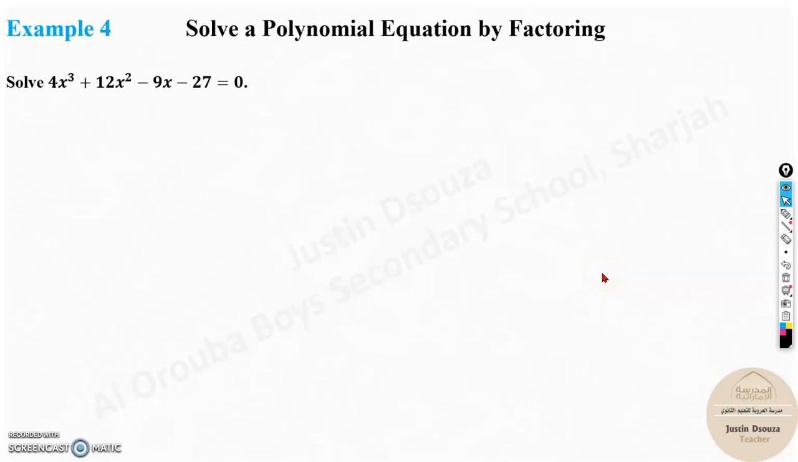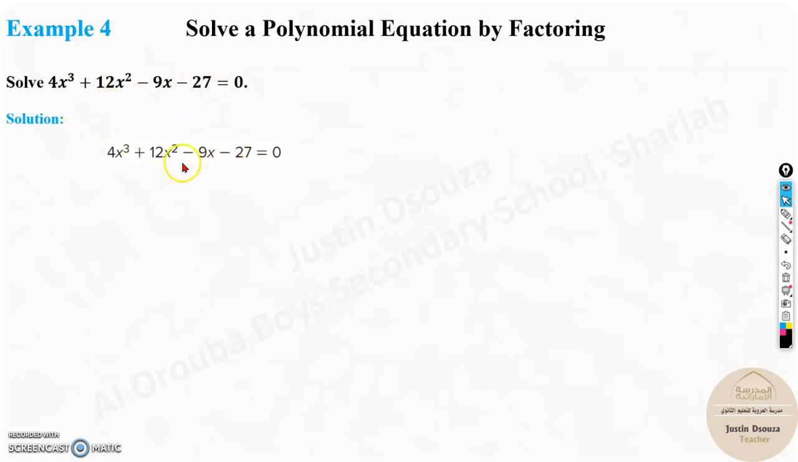Example 4 is to solve a polynomial equation by factoring. Now you can see they have asked you to solve by factoring. If you have to solve this problem by factoring, you need to make two terms. It's very hard to factor directly.